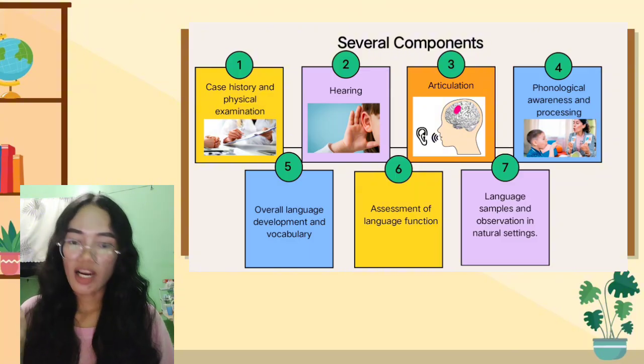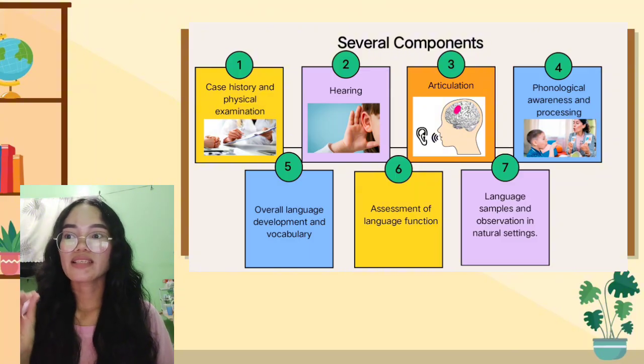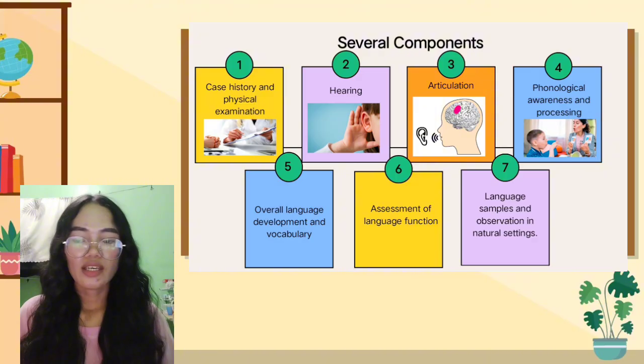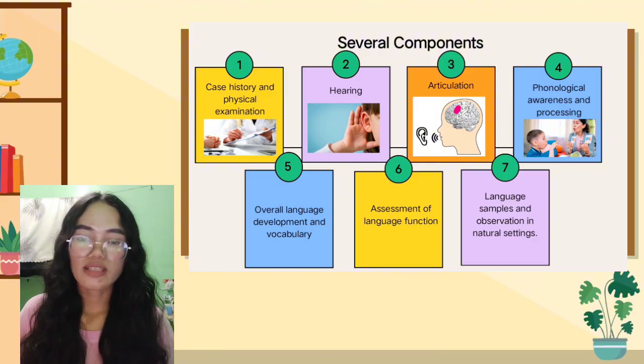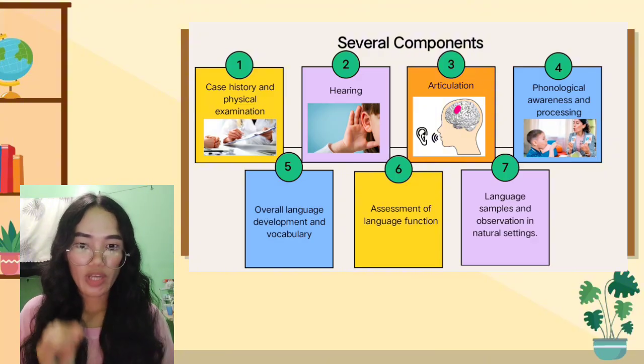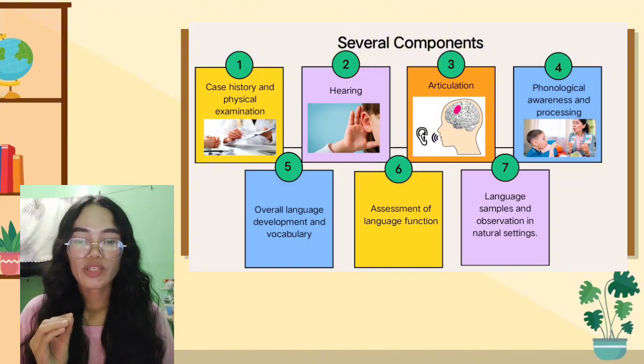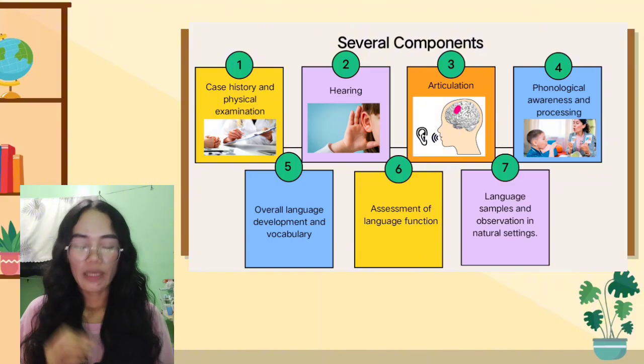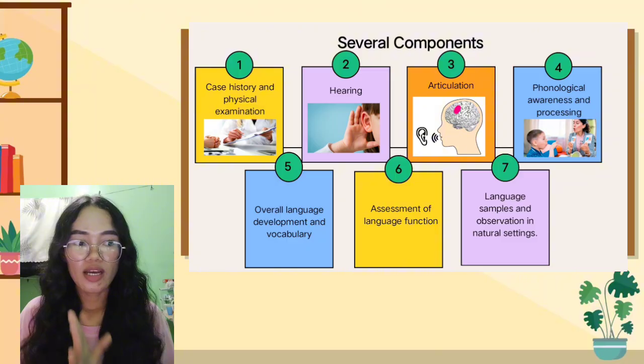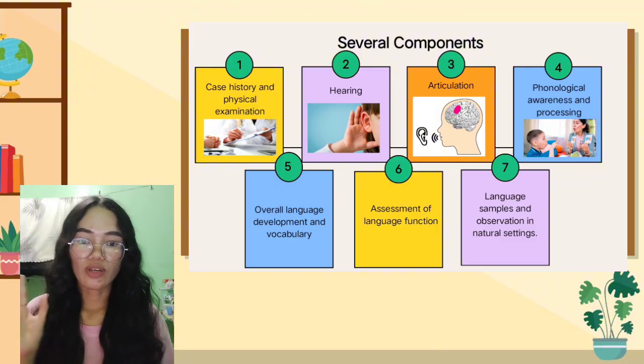Meron din tayong tinatawag na articulation. Itong articulation naman is skills assessment, which includes identifying speech errors na kung saan dito sa articulation is there are mga words na hindi ma-pronounce ng maayos ng mga bata. Just like yung salitang lollipop. So yung pagka-pronounce niya sa salitang lollipop is wawipop. So isa yan sa mga dahilan kung may mga bata na ganyan, hindi sila nakaka-pronounce ng maayos ng mga salita.